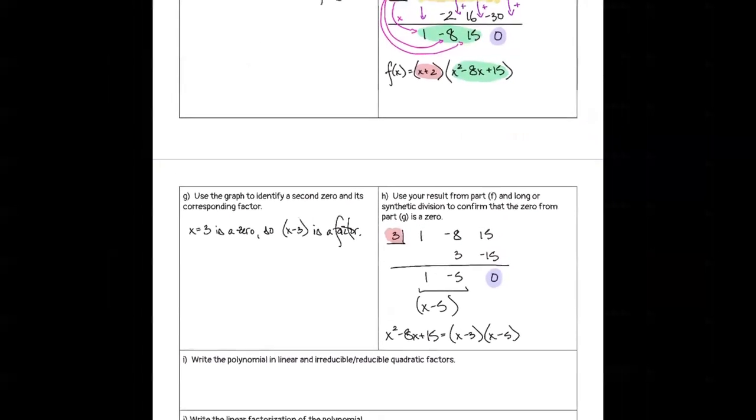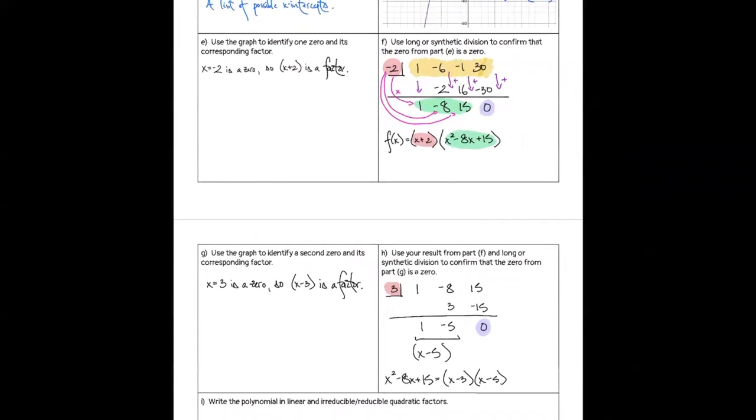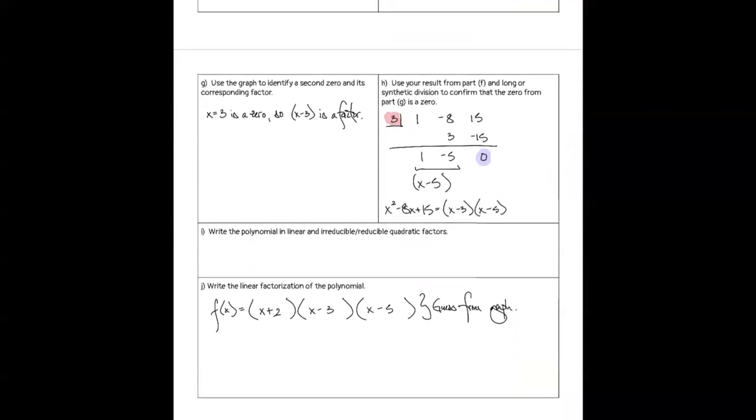And so if we put this all together, let's see what we found so far. We found x plus 2 as a factor. And then the green part, we broke it down into x minus 3 times x minus 5. That means all together we have x plus 2 times x minus 3 times x minus 5. And look at our initial guess from the graph. X plus 2 times x minus 3 times x minus 5.